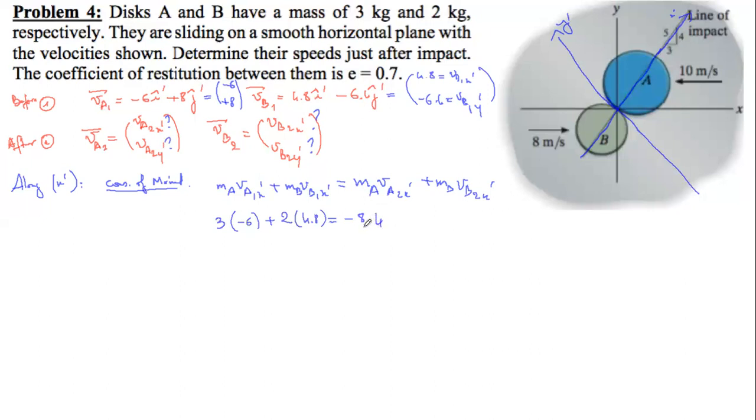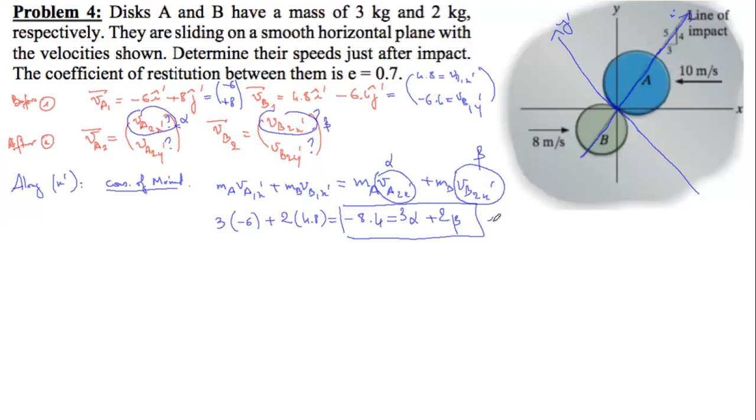So minus 8.4 is equal to 3 times, if I call this alpha, 3 times alpha plus 2 times beta. And I have my first equation. This here is what I call alpha, just not to have these subscripts all the time, and this is what I call beta. Okay, so I have a first equation, coming from conservation of momentum before and after collision along the line of impact, which is x prime.